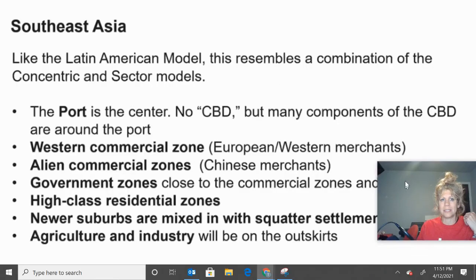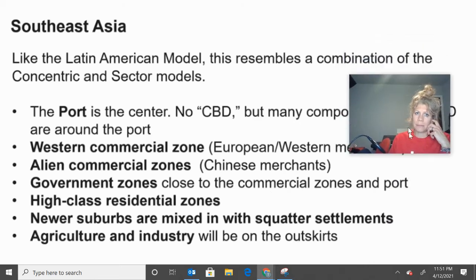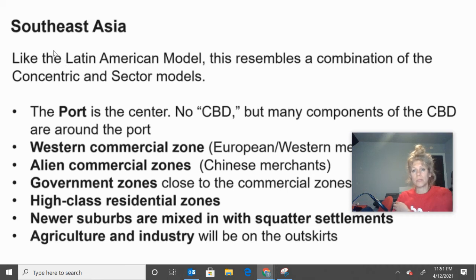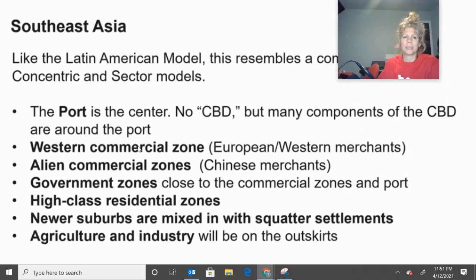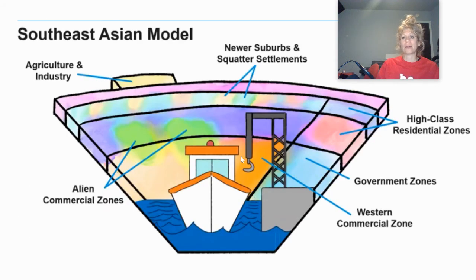Now let's look at the Southeast Asia model. This is like the Latin America model. It's going to resemble a combination of both the concentric and the sector model. We'll look at it in just a minute. It's going to have a port as its center. There's not going to be a central business district, but it may have components of one. So you have your Western commercial zone that is going to reflect where trade was done with the Europeans or even Western merchants. You're also going to have a commercial zone that might include your Chinese merchants. You're going to have government zones, your high class residential zones and even newer suburbs. You can see those mixed with those squatter settlements. And of course, on the very outskirts, you're going to see agriculture and industry.